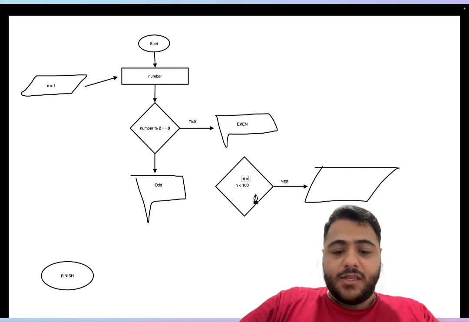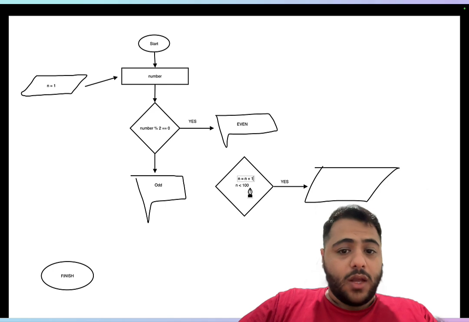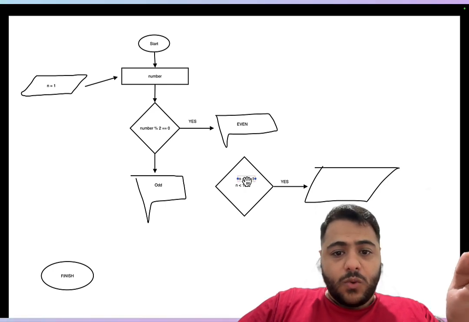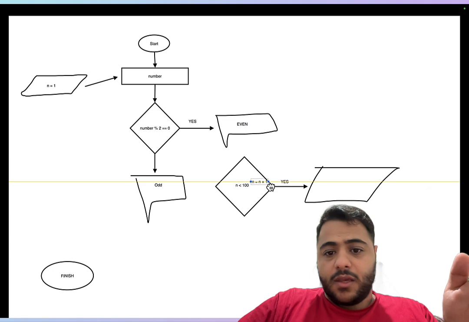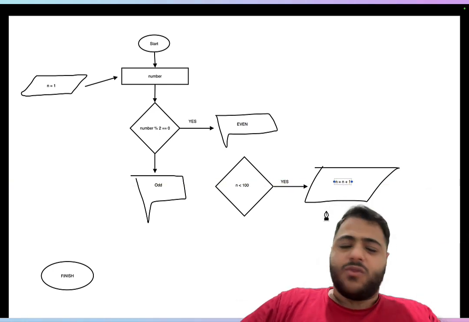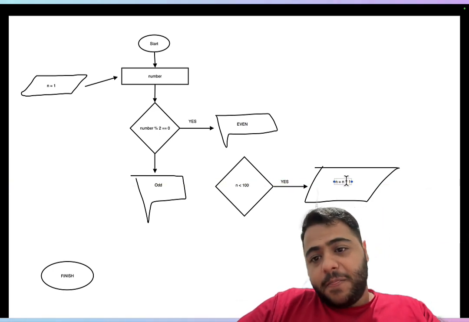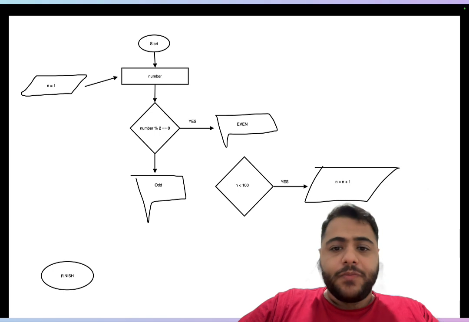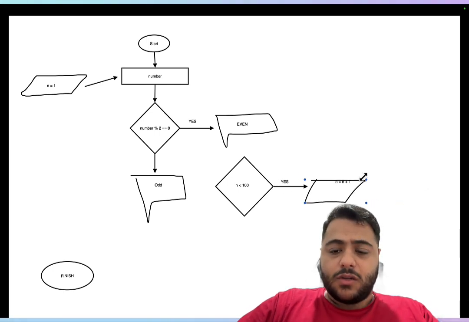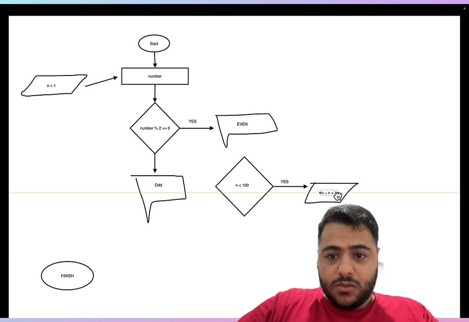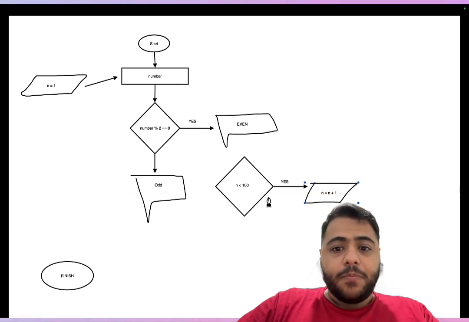n is equal to n plus 1. We're going to add one full unit. If this condition is true, just add 1 unit to this n.